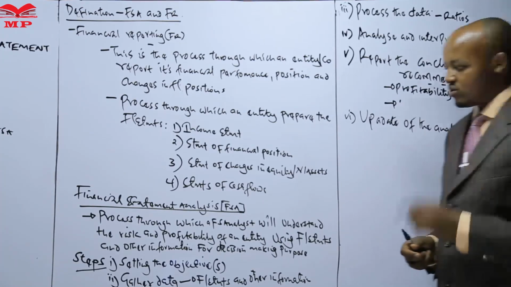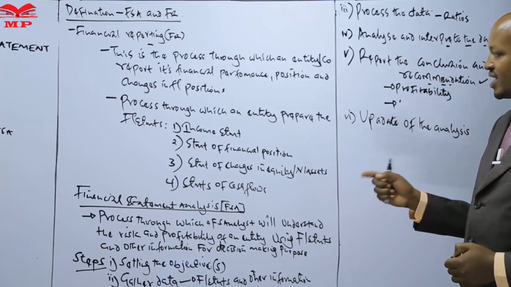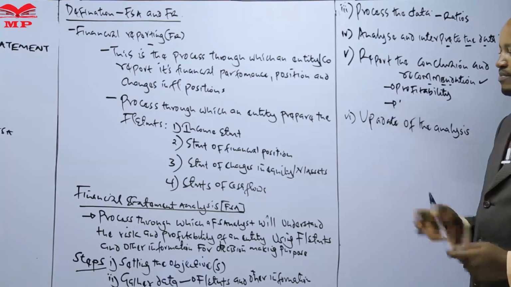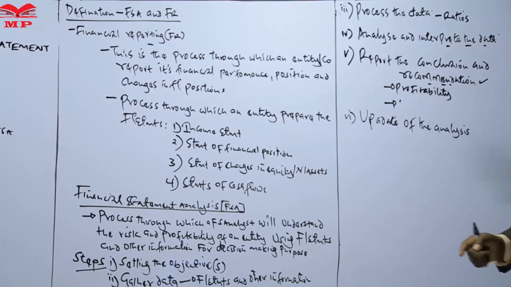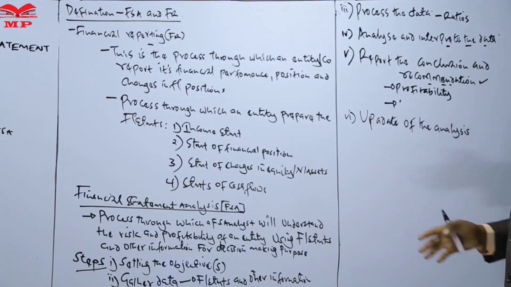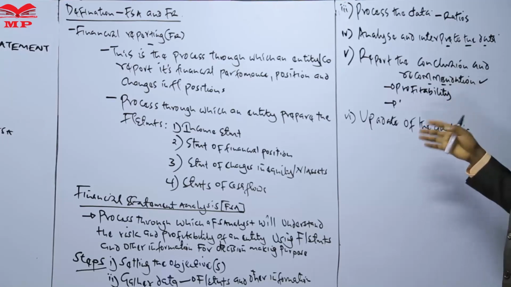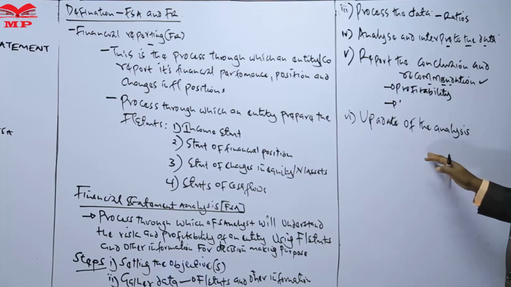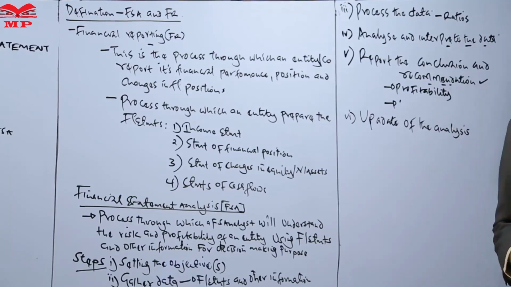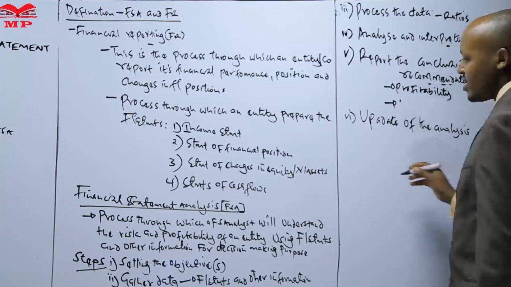So therefore, what you need to note is that whenever financial statement analysis is to be done, we do have those 6 basic steps which are followed. That is setting the objectives, gathering the data which will be used in the analysis, processing that data, analyzing and interpreting it, reporting the conclusion and giving the recommendation, and finally updating that analysis as the financial statement analyst gets more information.